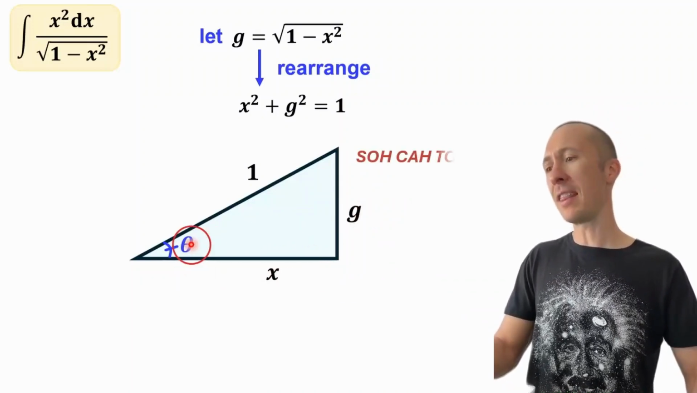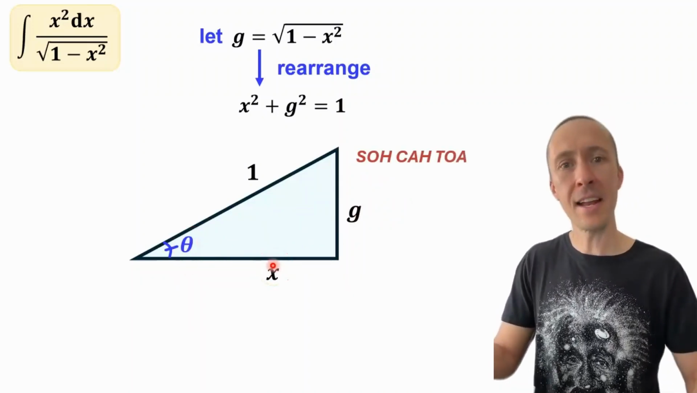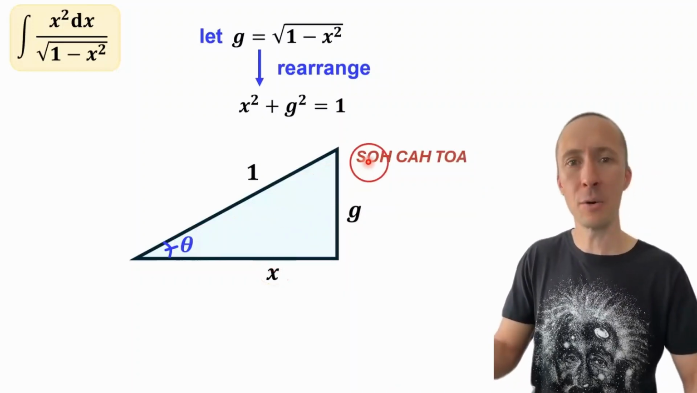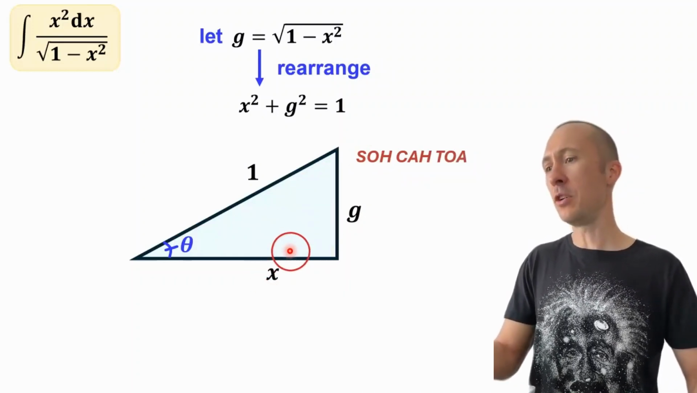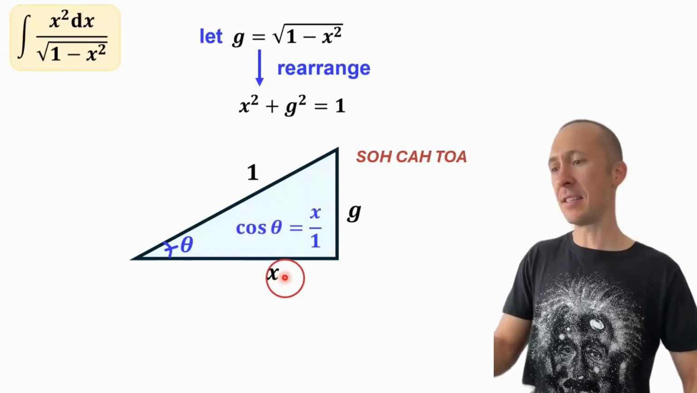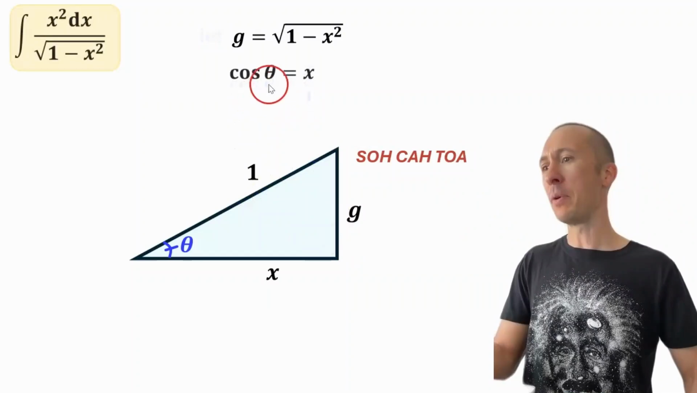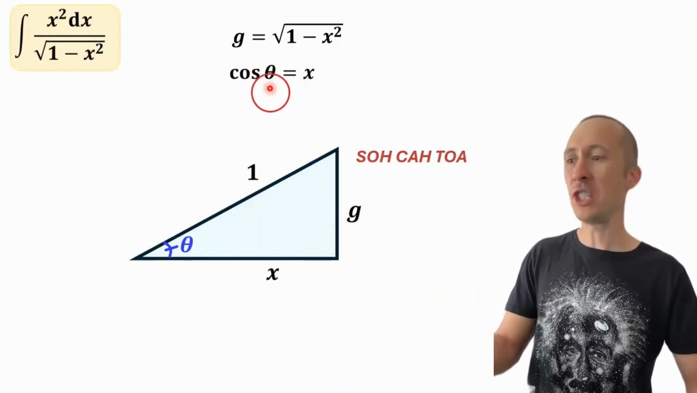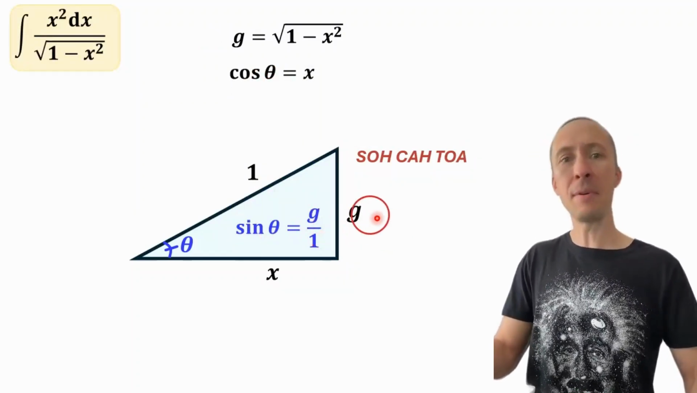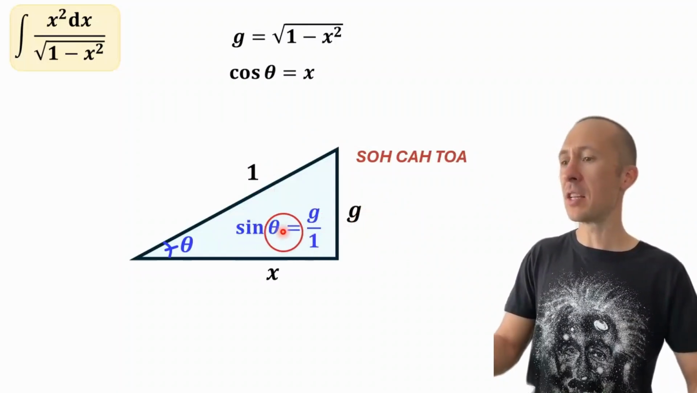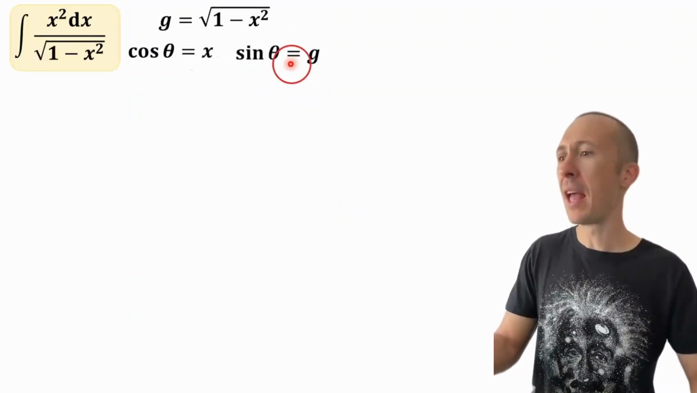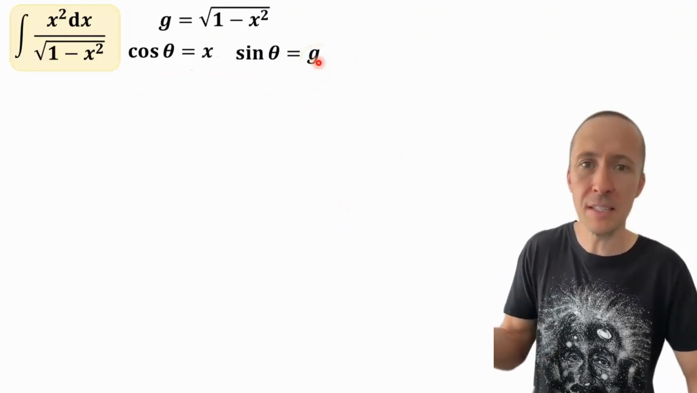And now we want to write theta in terms of x and theta in terms of g, using our friend SOHCAHTOA. So for x, we'll use cosine because x is the adjacent. So cosine theta is x divided by 1. We'll put that up here. Now we want to know what g is. Well, we'll use sine because g is the opposite. So sine theta is g divided by 1. And that means g is just basically sine theta.